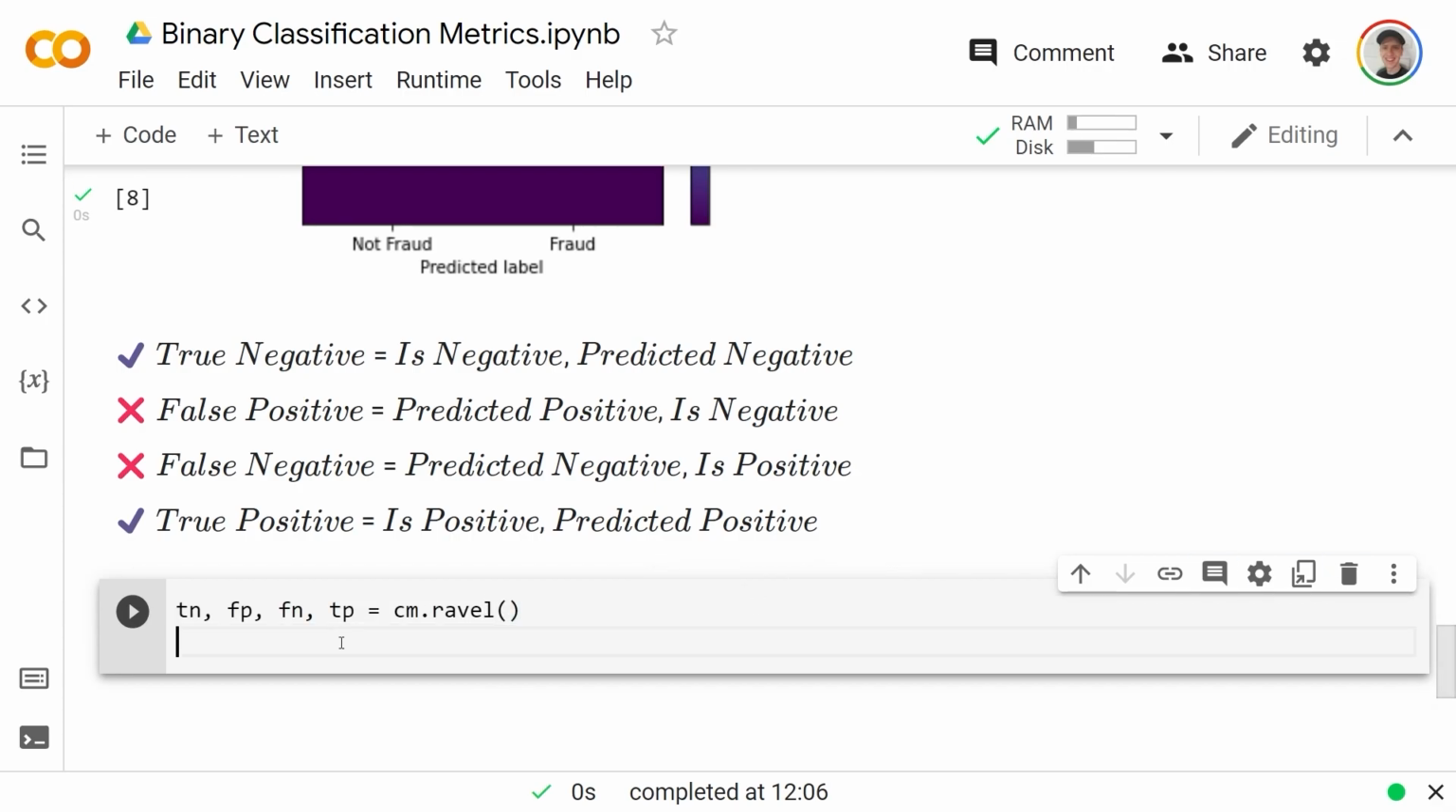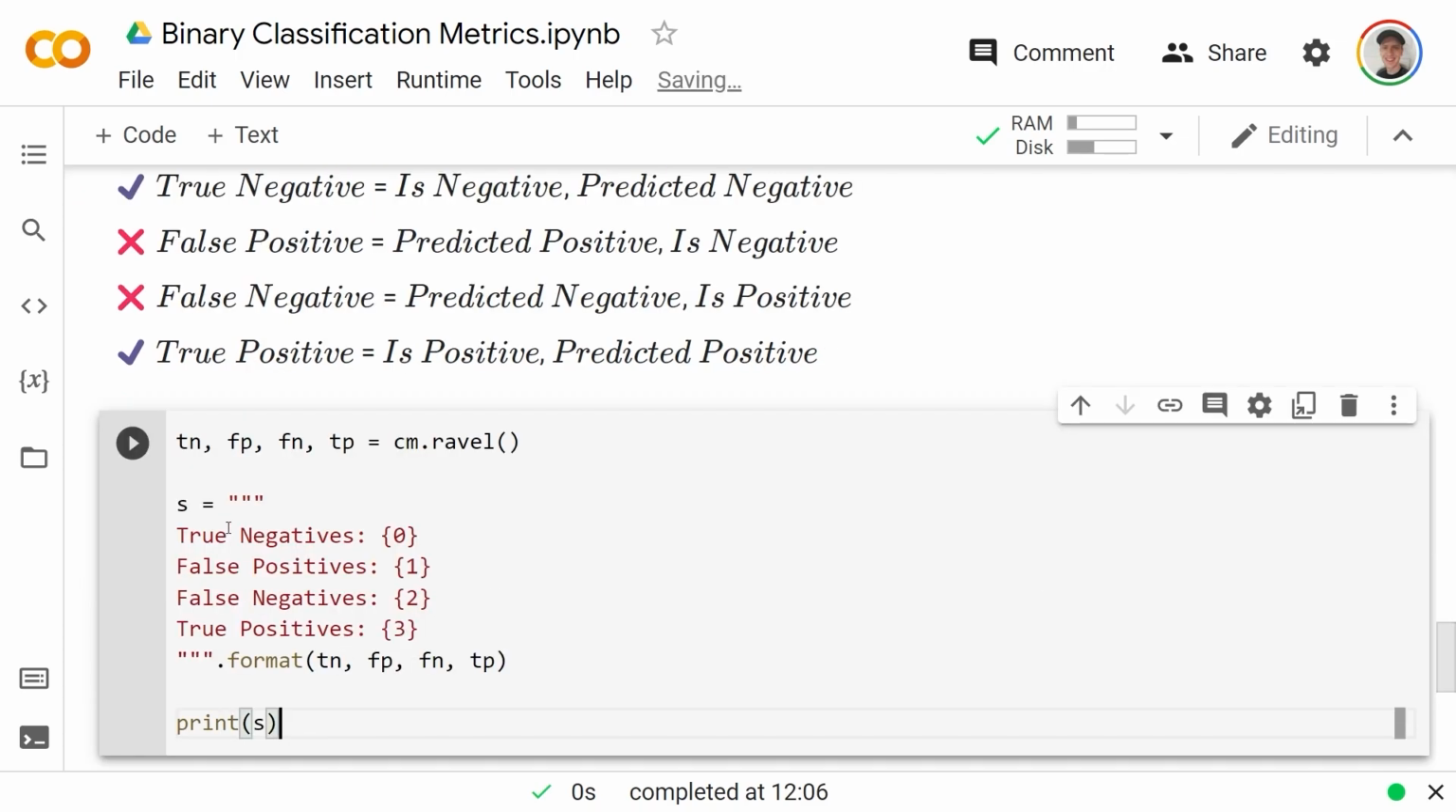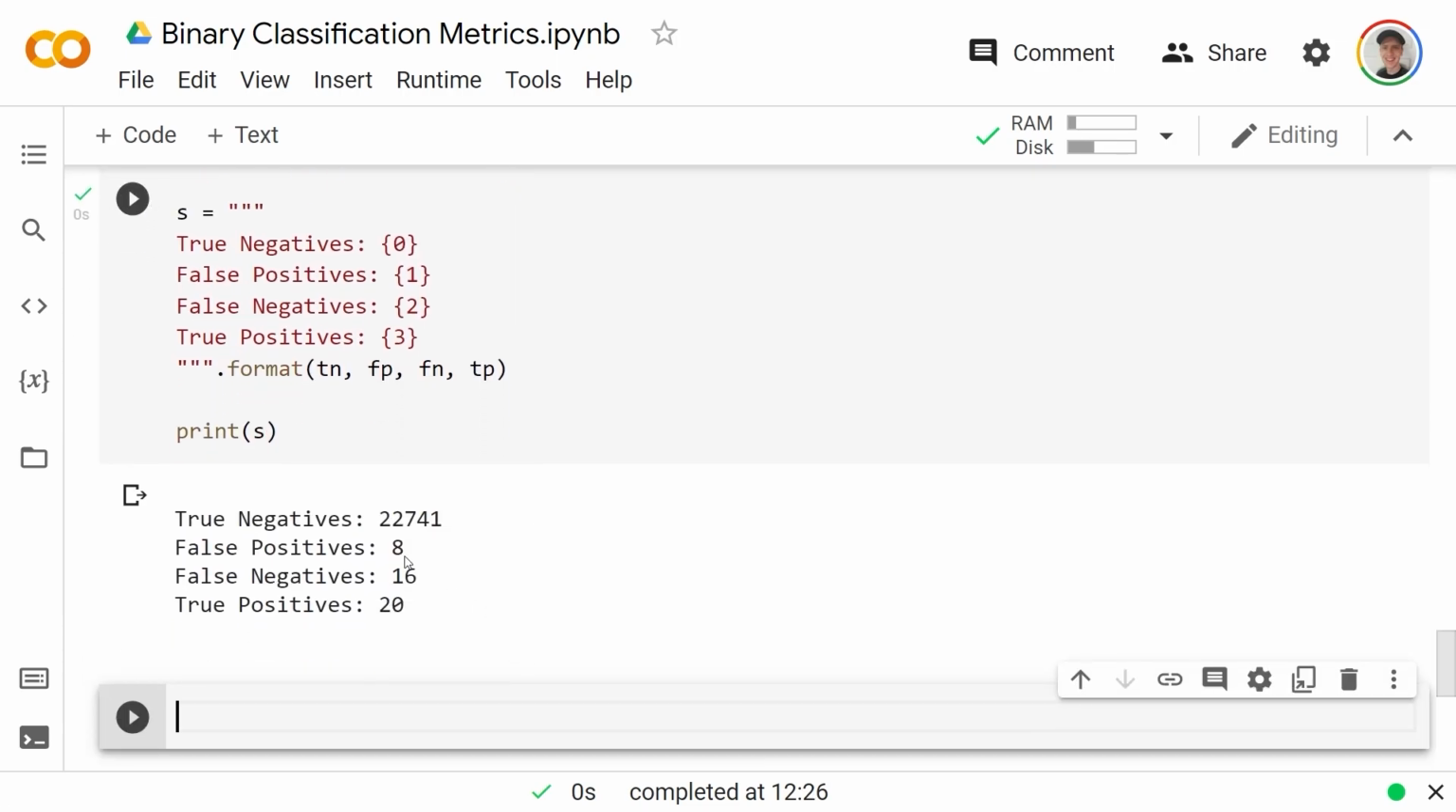And I'm going to format and print a string showing all of them, which has the true negatives, false positives, false negatives, true positives with tn, fp, fn, tp, print s. We can see those numbers there.